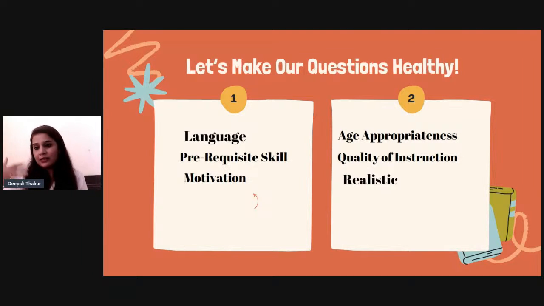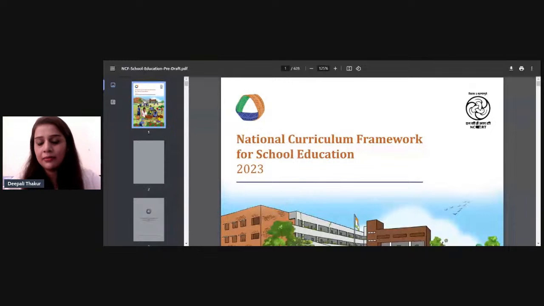Motivation. Now, when you make a question personal, children are motivated to find the answer. Age appropriateness, quality of instruction, realistic. Now, how do we do that? How do we tell management or anybody else that we want to do this as educators? How do we get our voice?